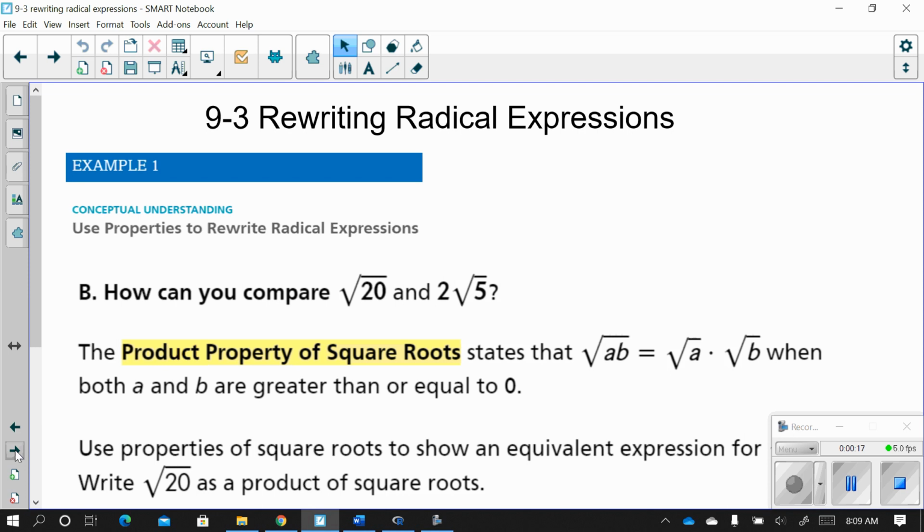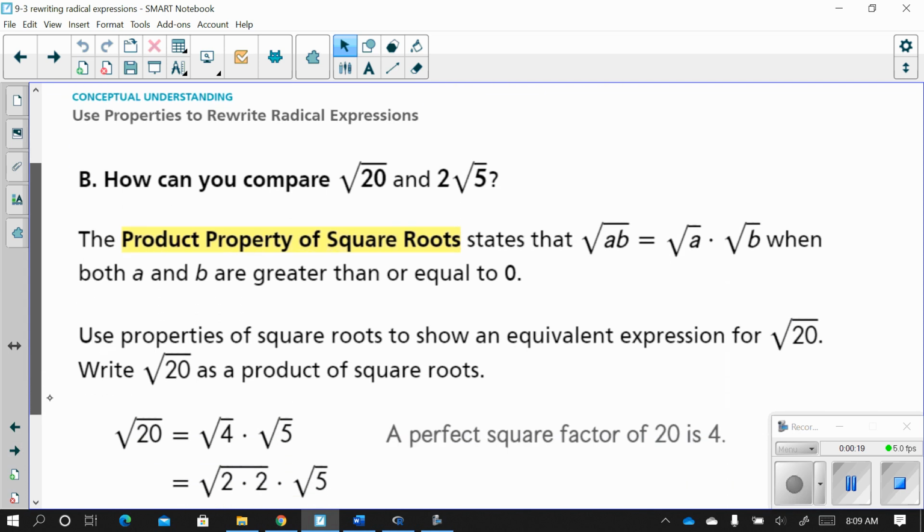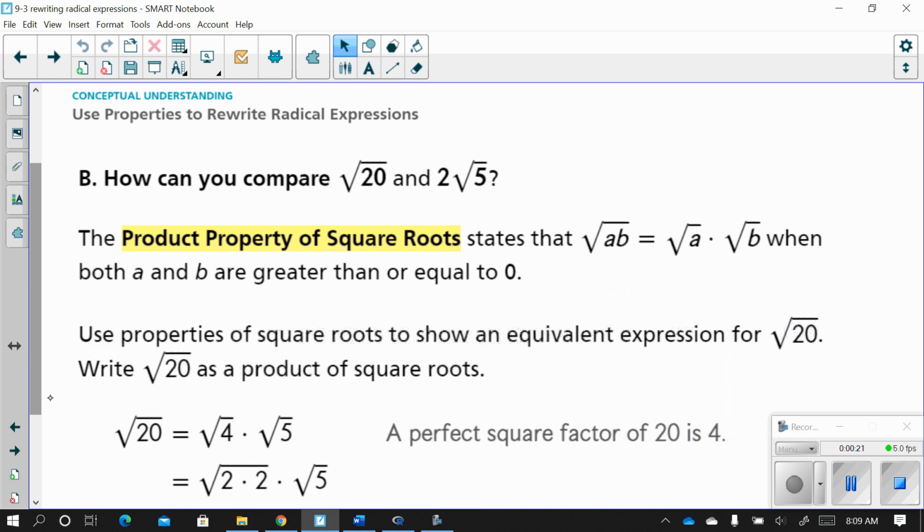Well, we have something called the product property of square roots. The product property of square roots says that if you have a product underneath a radical, you can break it up into the square root of the first number times the square root of the second number. So we're going to use these properties of square roots to show an equivalent expression for the square root of 20. When you rewrite radicals, you always want to look for something that is a perfect square. A perfect square means you can take the square root of it.